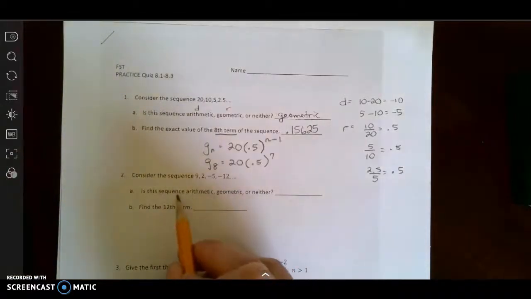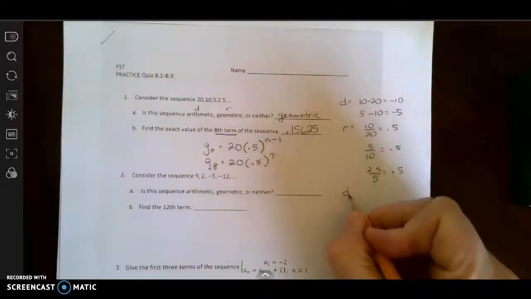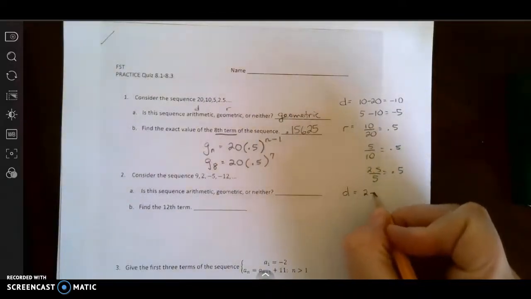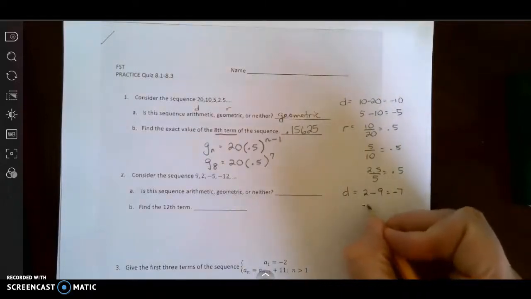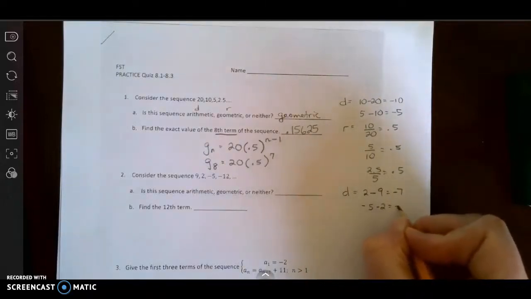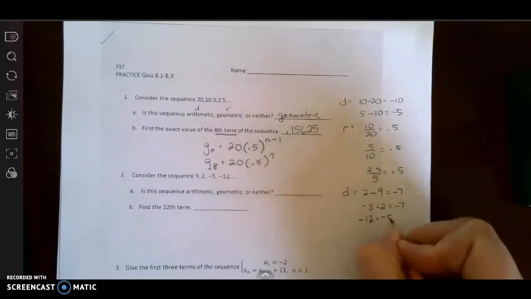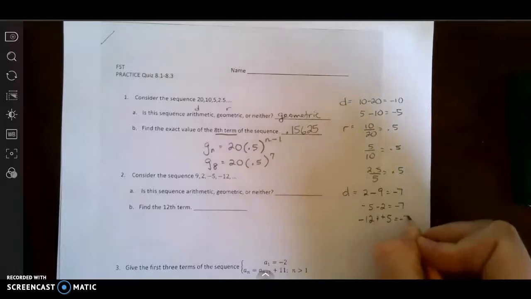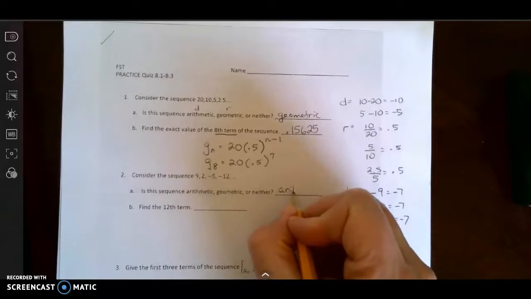Consider this sequence. Is it arithmetic, geometric, or neither? Let's first look for a constant difference. 2 minus 9 is negative 7. Negative 5 minus 2 is negative 7. Negative 12 minus negative 5 is negative 7. So I have a constant difference, so it's arithmetic.